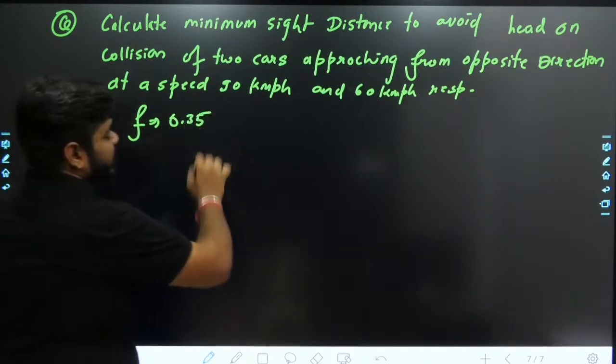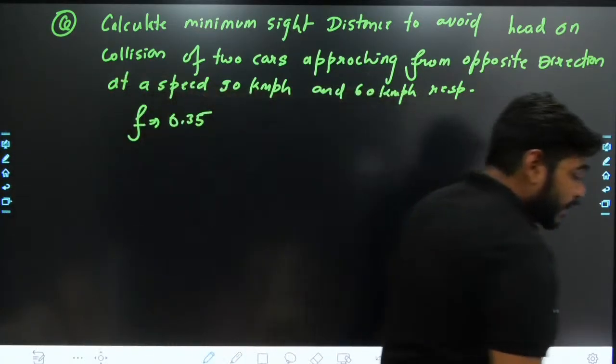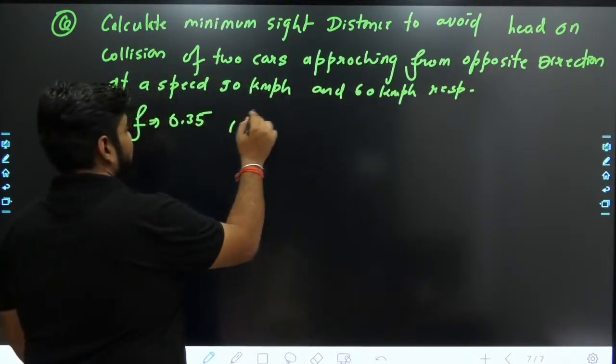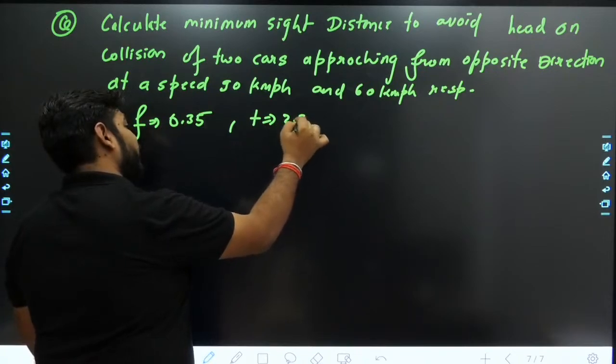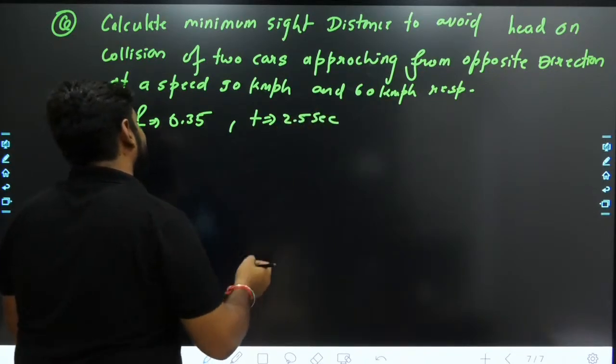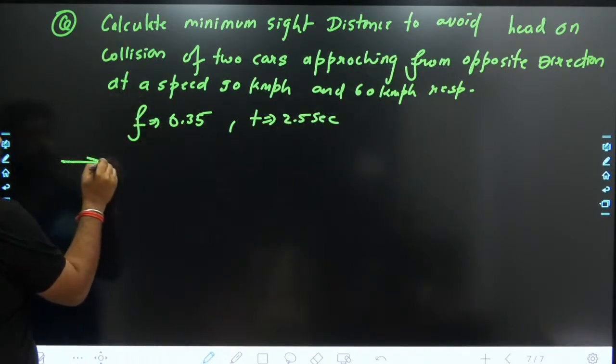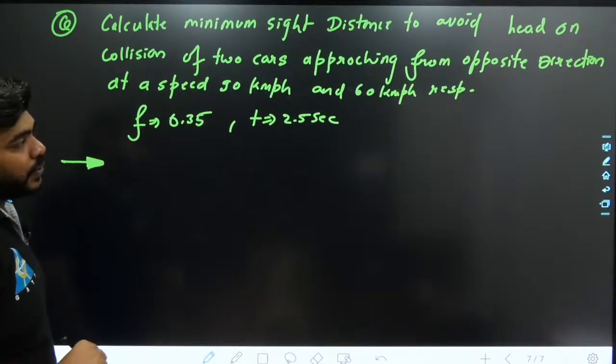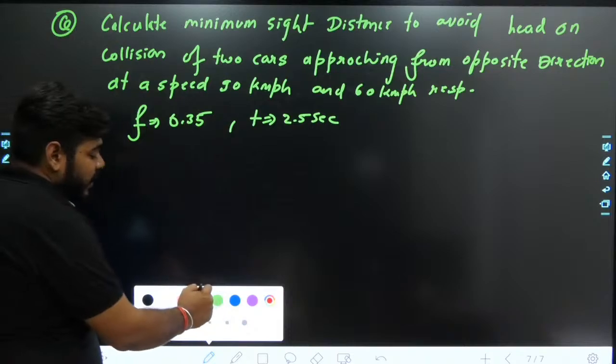The coefficient of friction is given as 0.35. And the reaction time of the driver is given as 2.5 seconds. I just need an answer for it. What will be the minimum side distance required to avoid the head-on collision between the two vehicles that are coming from opposite directions to each other?